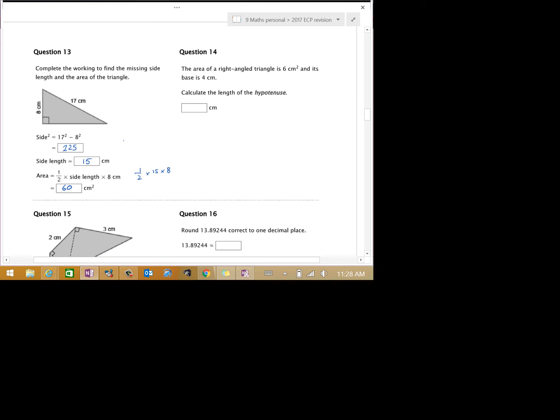Now, a little bit of algebra here is going to help, because it says that the area of a right-angled triangle is 6 centimetres squared.